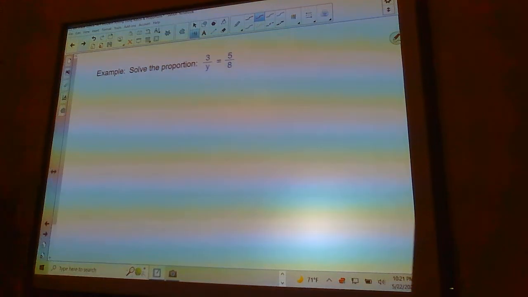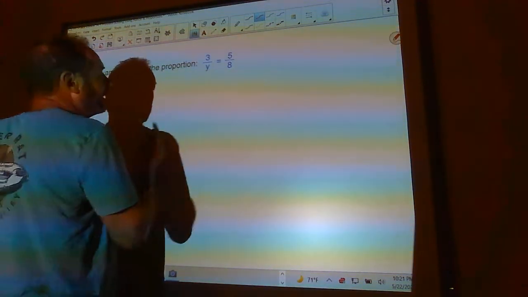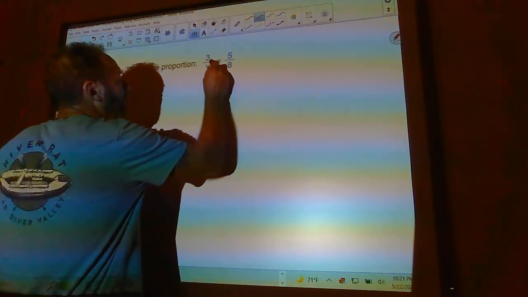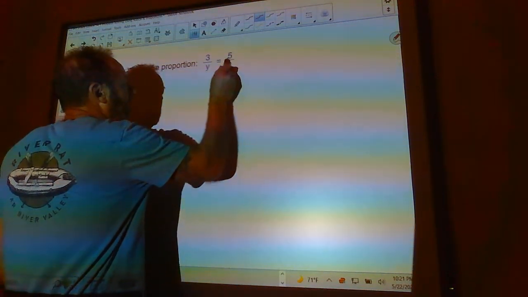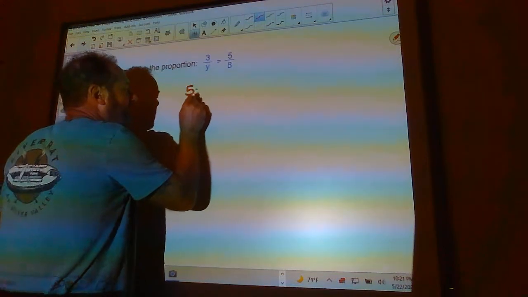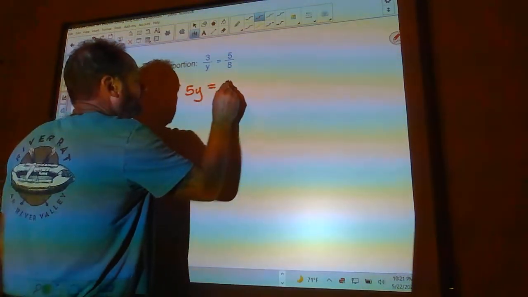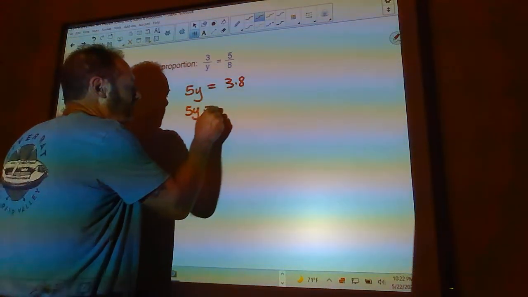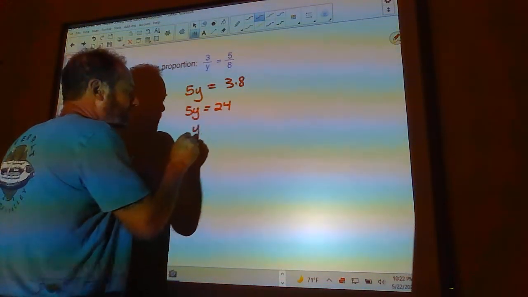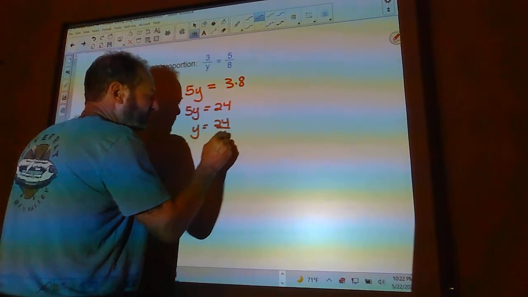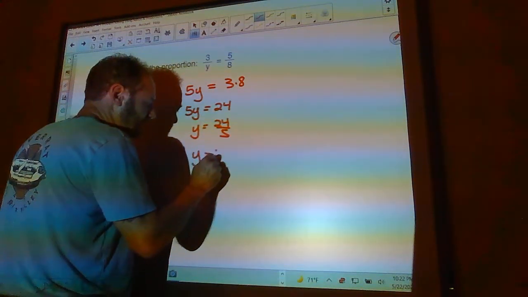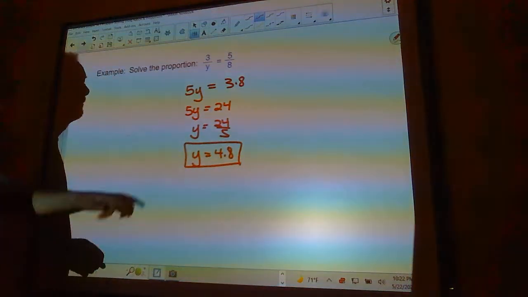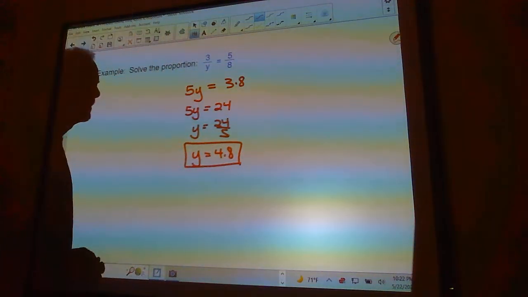Okay, so we can use that to solve something like this: 3 over y is 5 over 8. So these are the means, these are the extremes. I can say that the product of the means is equal to the product of the extremes. So 5y is equal to 24. Y is equal to 24 over 5, and so y is 4.8. Okay, so if I put 4.8 in here, those two fractions are equal.